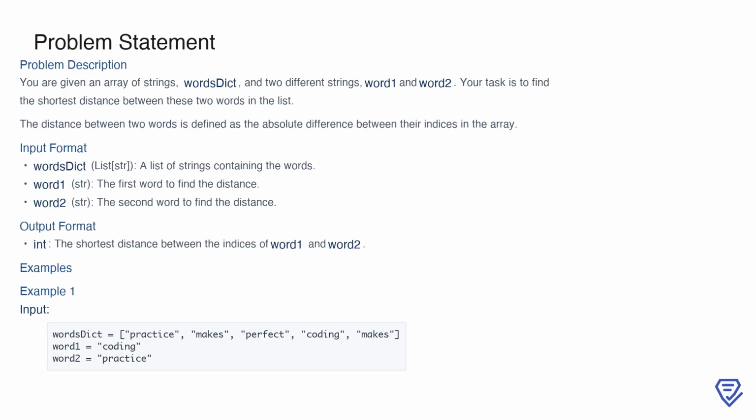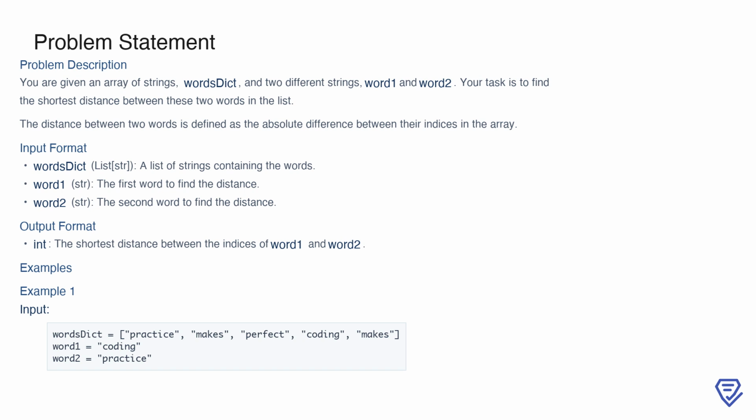In this problem, you're given an array of strings called wordsdict and two distinct words, word1 and word2. Your goal is to determine the shortest distance between the indices of these two words in the array. The distance is calculated as the absolute difference between their indices. For the input, you'll receive wordsdict, which is a list of strings, and two separate strings, word1 and word2. In terms of output, you need to return an integer representing the shortest distance.